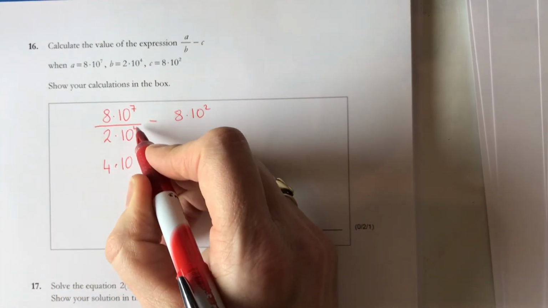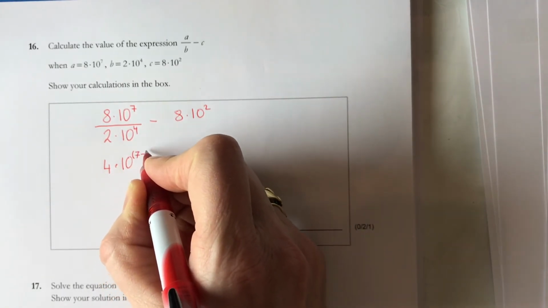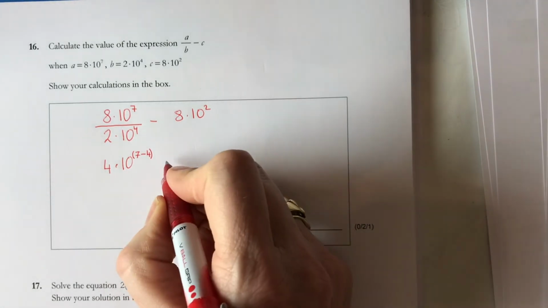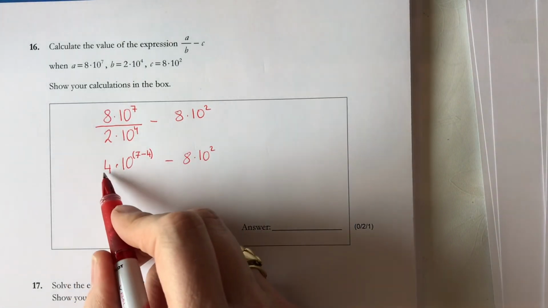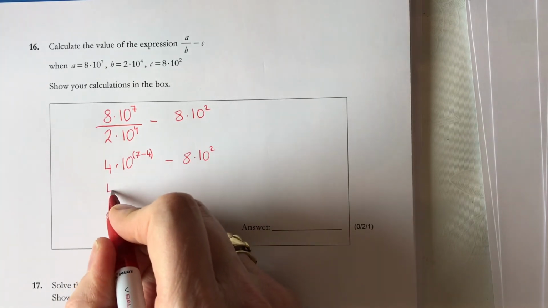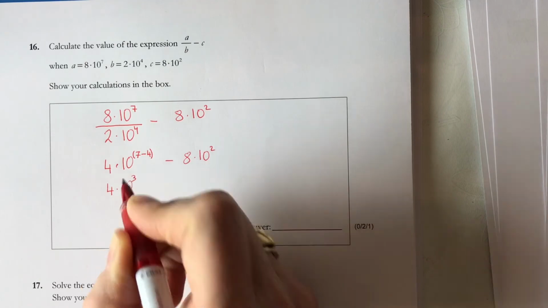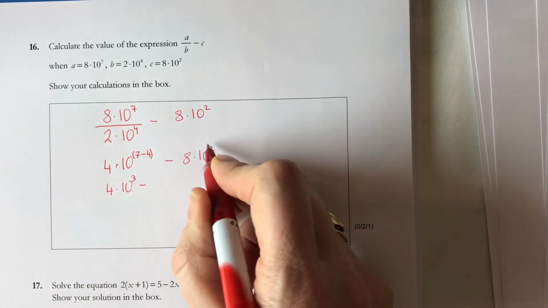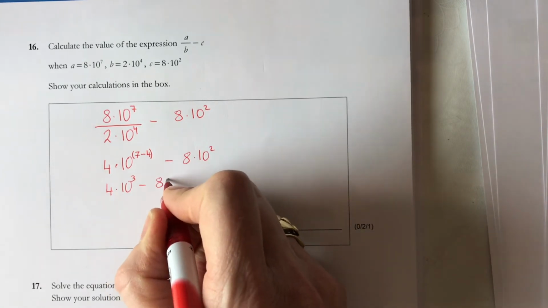10 to the 7 divided by 10 to the 4 is the same as 10 to the 7 minus 4, minus 8 times 10 squared. So we get here 4 times 10 to the power 7 minus 4, which is 3, minus 8 times 10 squared. 10 squared is 100, so we get minus 800.